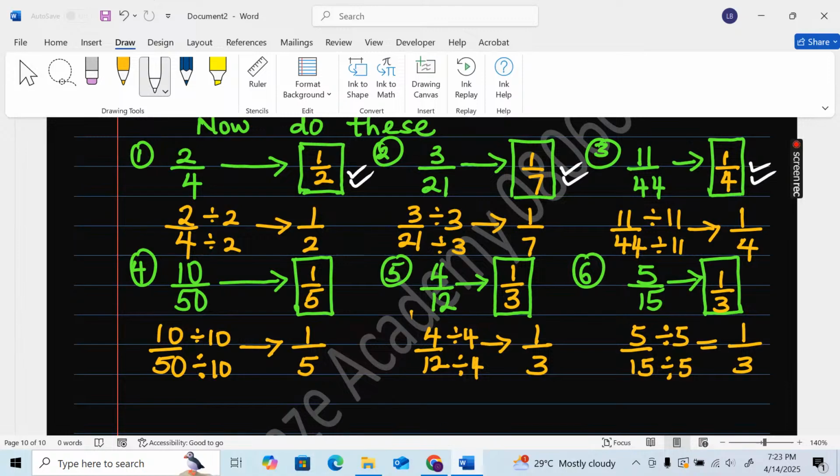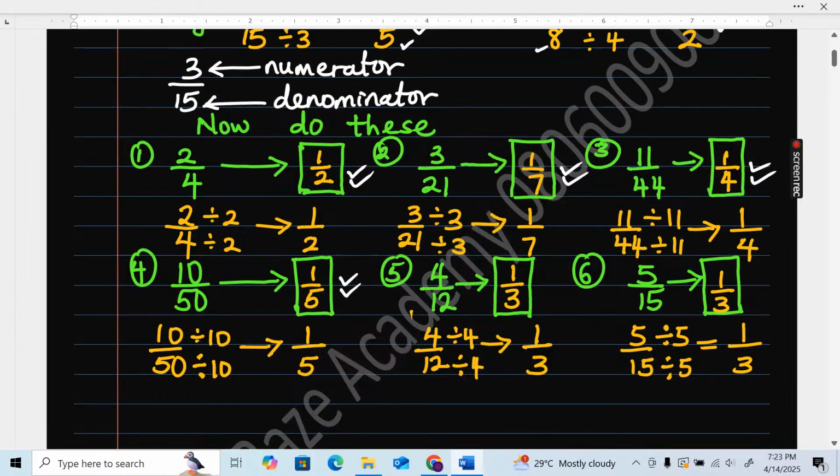So if your number 4 is correct, give yourself 2 points. If number 5 is correct, give yourself 2 points. If number 6 is correct, give yourself 2 points.